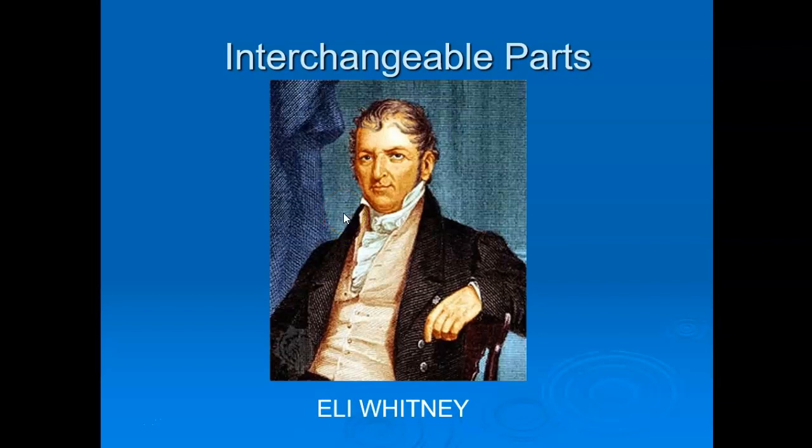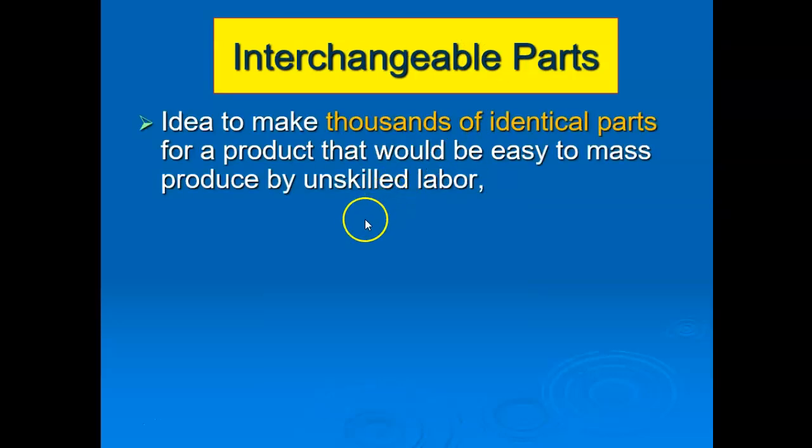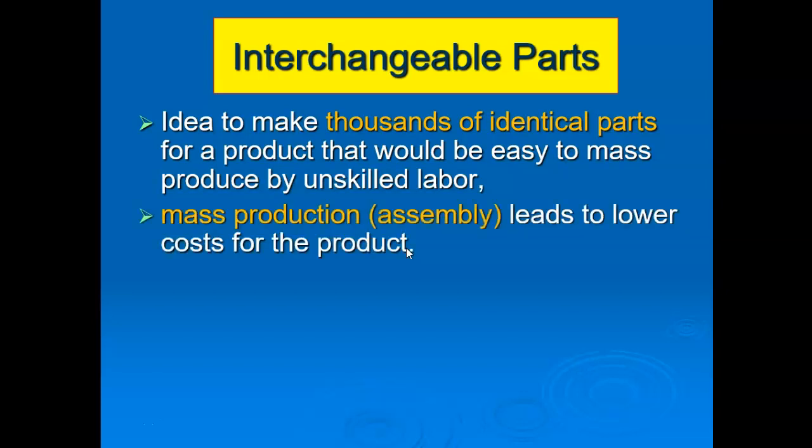Before that, each musket made by a gunsmith was in some ways a work of art as much as it was a device. So what he does is come up with this idea that I'm going to make thousands of identical parts to a product that's going to be easy to mass produce by unskilled labor, meaning somebody's going to keep making the hammers for it and everything else. The point was, in doing so, you mass produce assembly.